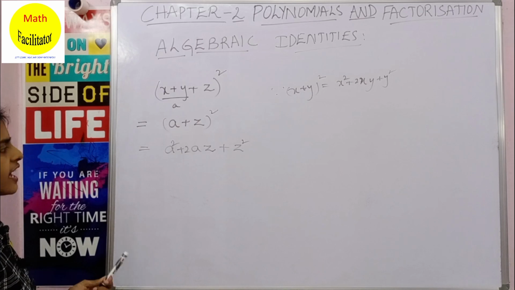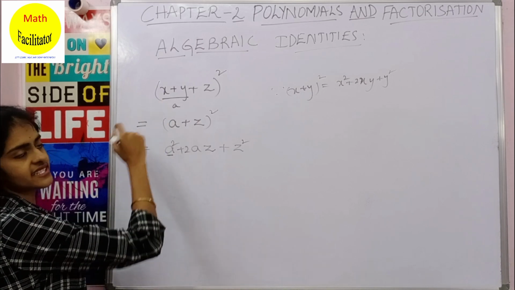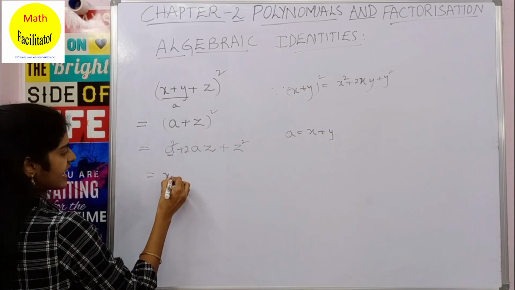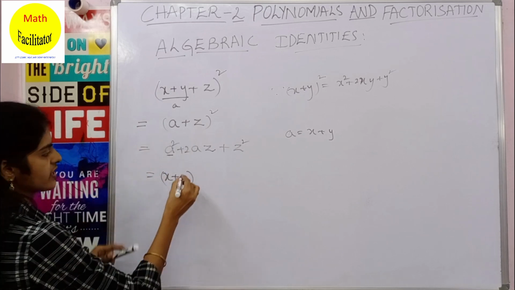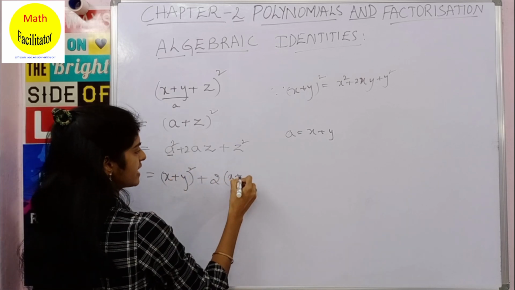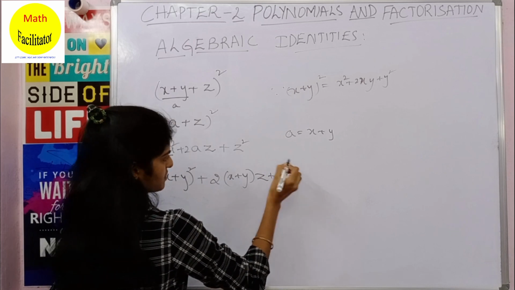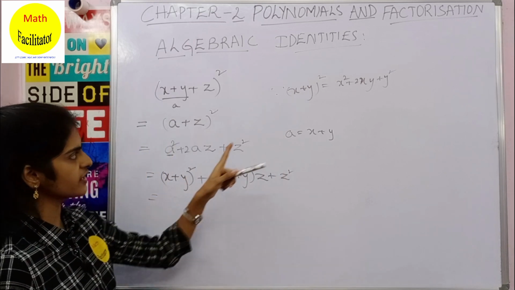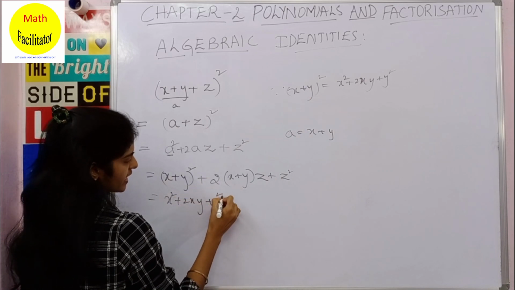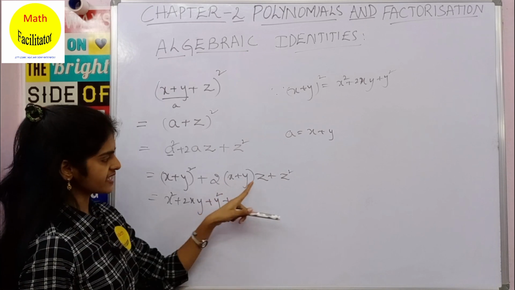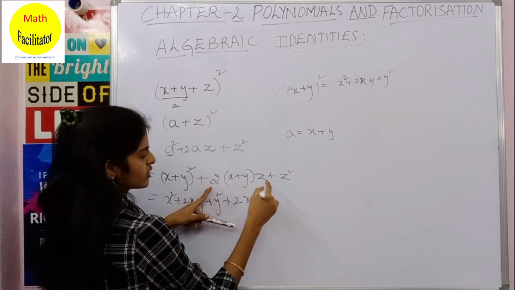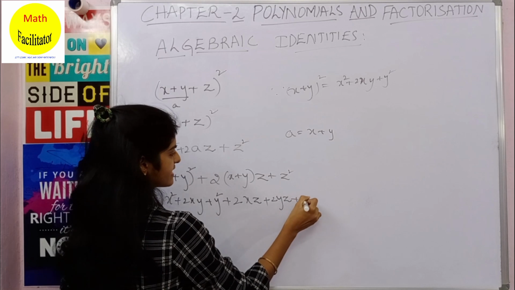Again here you can replace a by x plus y, because a is nothing but x plus y, as you considered. So replacing a with x plus y, you have (x plus y) square plus 2 into (x plus y) into z plus z square. Here again (x plus y) whole square you can convert: x square plus 2xy plus y square plus, now it is 2 into x into z, so 2xz, plus again 2 into y into z, so 2yz, plus z square.